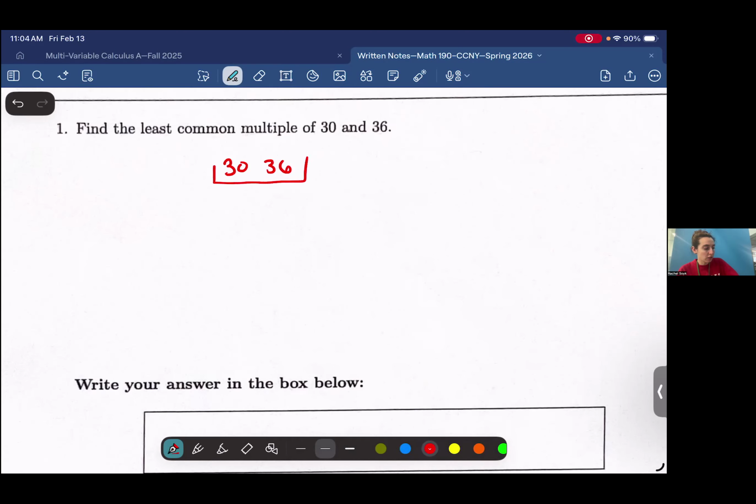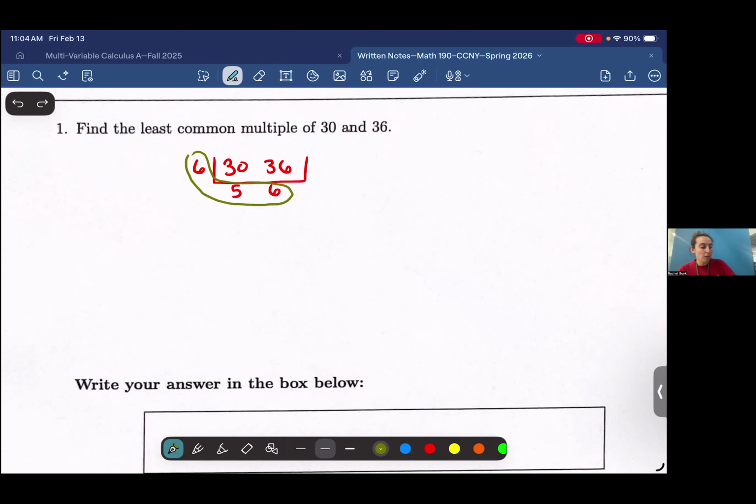Draw our first upside down cake. And then we ask ourselves, what is a factor that goes into both 30 and 36? And we know that 6 goes into both of them. So 6 goes into 30 5 times, 6 goes into 36 6 times. Now we ask ourselves, can we pull out a factor between 5 and 6? Well, the only factor we can pull out is 1, hence both 5 and 6 are relatively prime, which means we're done with our cake.